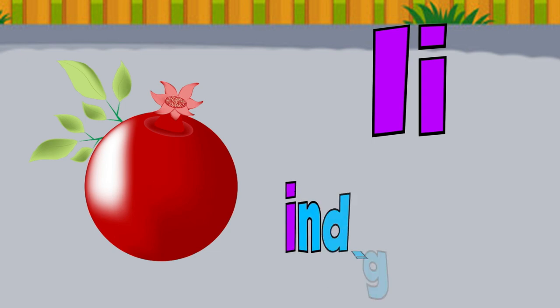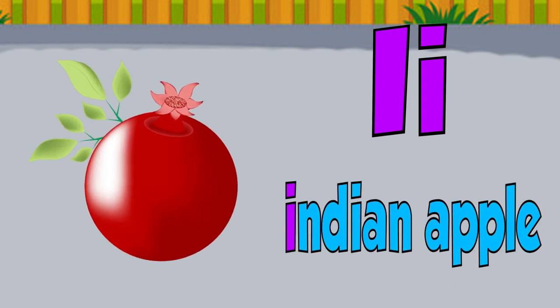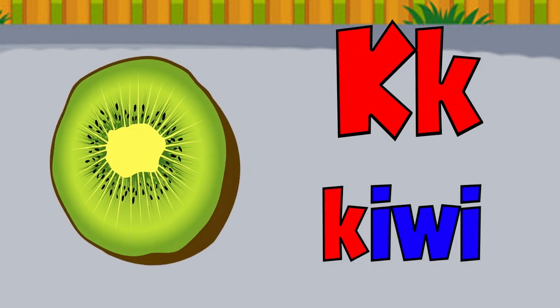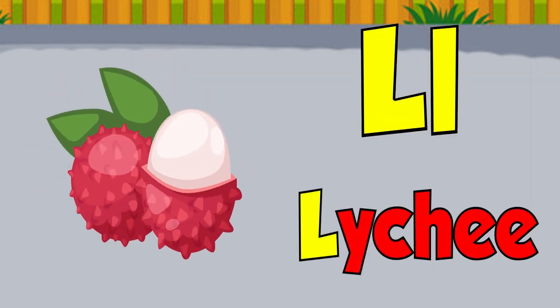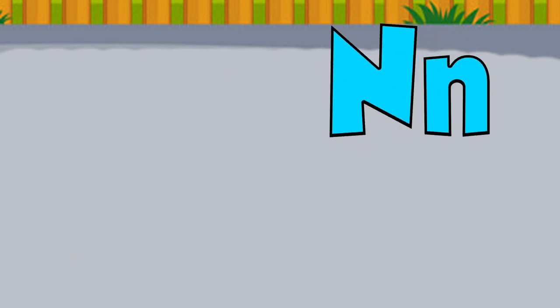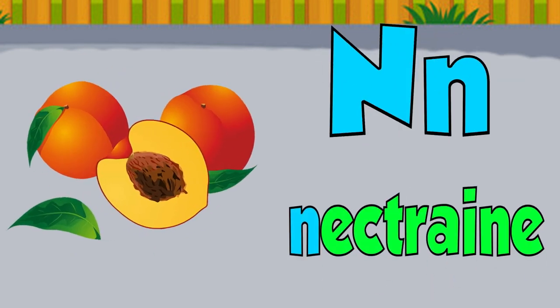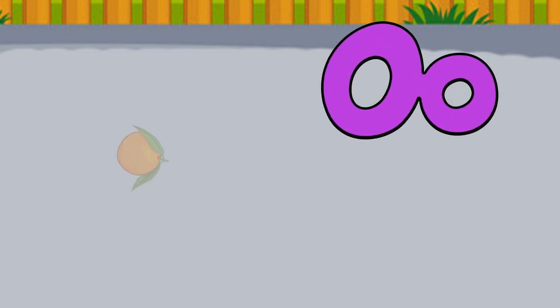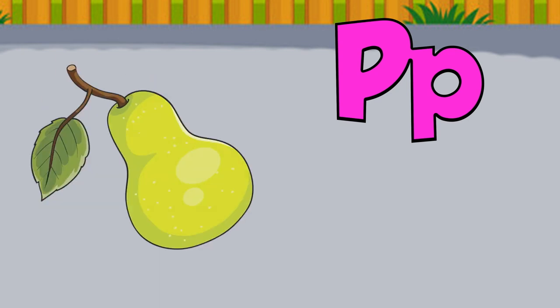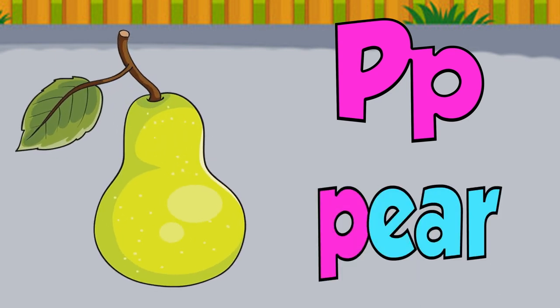I for Indian apple. J for jujube. K for kiwi. L for lychee. M for mango. N for nectarine. O for orange. P for pear.